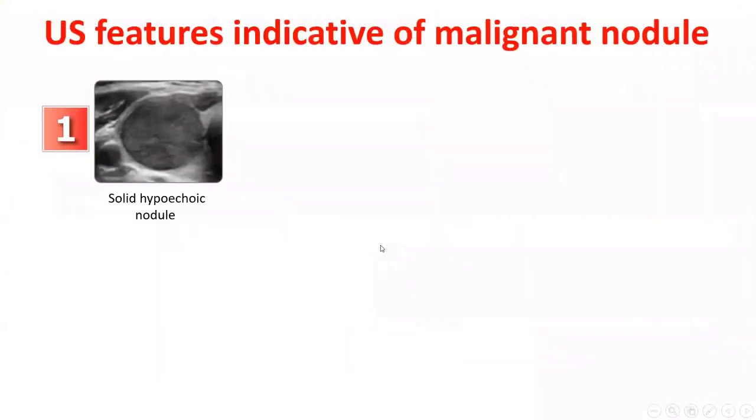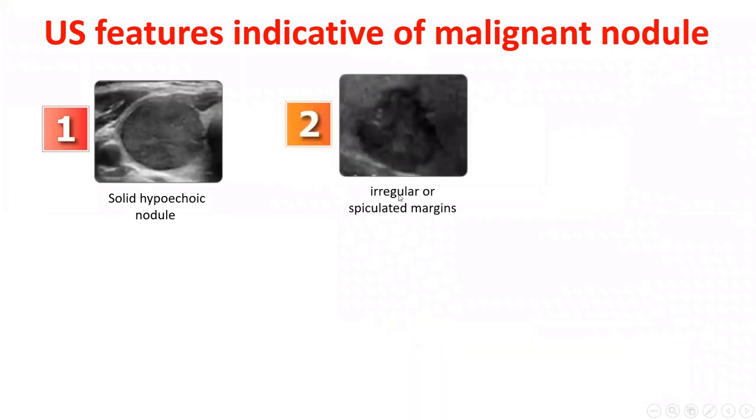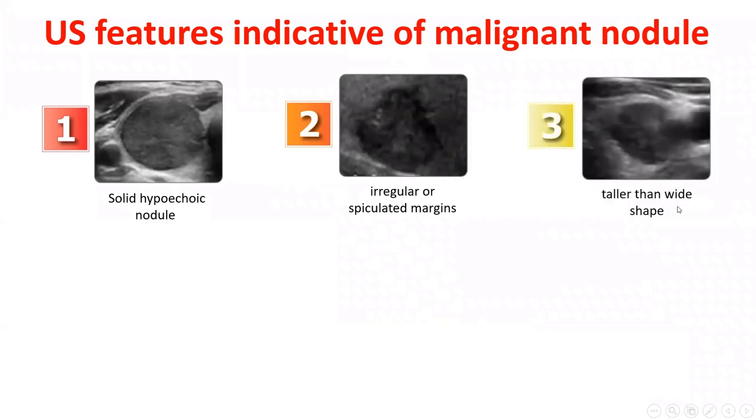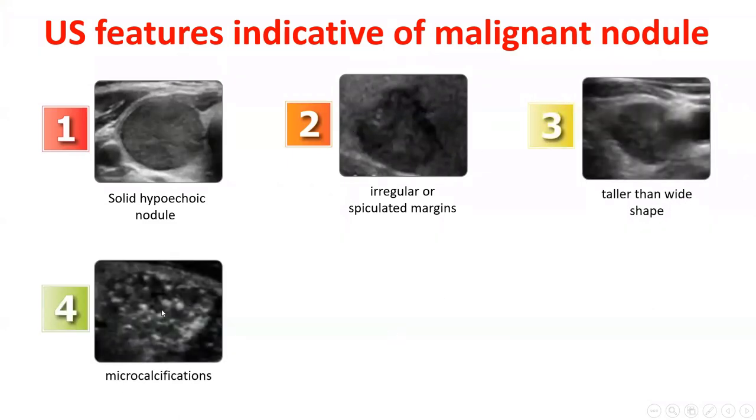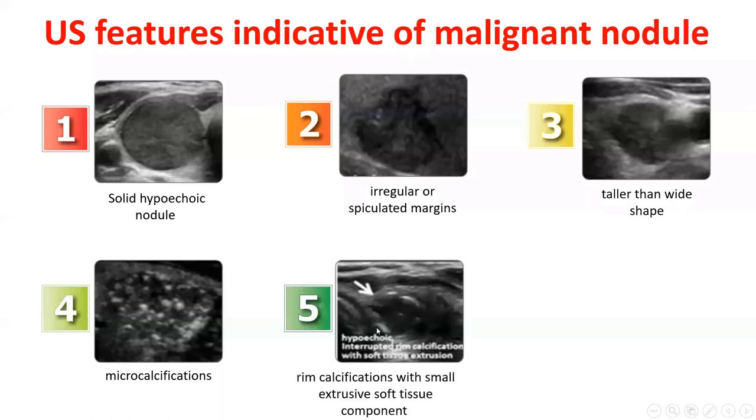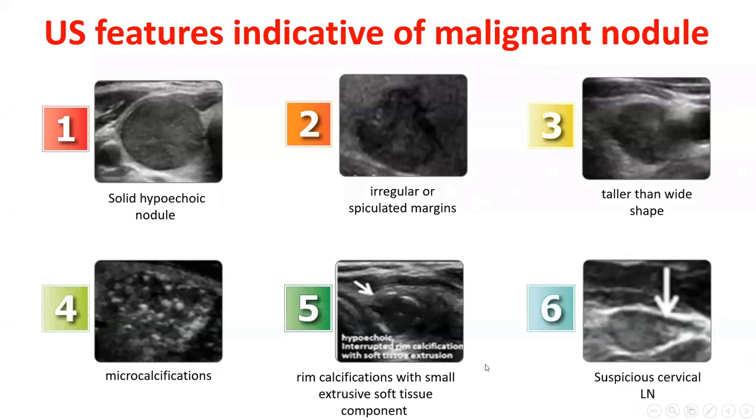So this demonstrates the six most important ultrasonographic features indicative of a malignant nodule. The solid hypoechoic nodule, this is one. Irregular or spiculated or lobulated border, this is the second one. Taller than wide. And this is a microcalcification, a very important suspicious feature of malignancy. And this is a rim calcification with a small extrusion of soft tissue component. This demonstrates invasion of the thyroid malignancy outside the thyroid capsule or nodule.